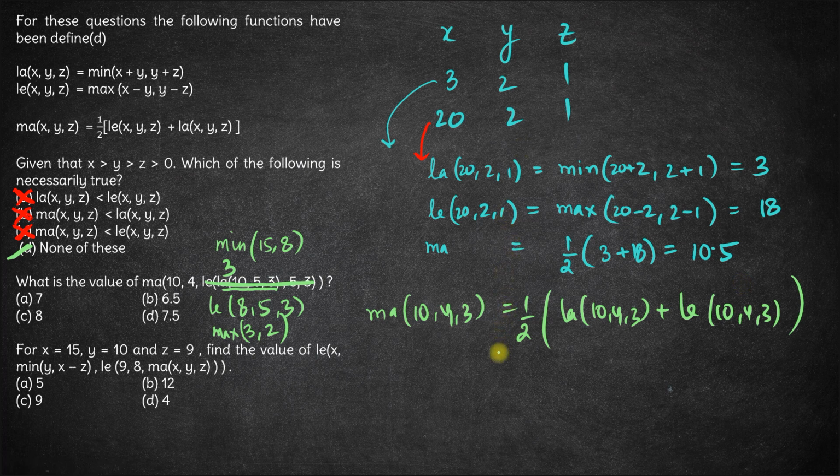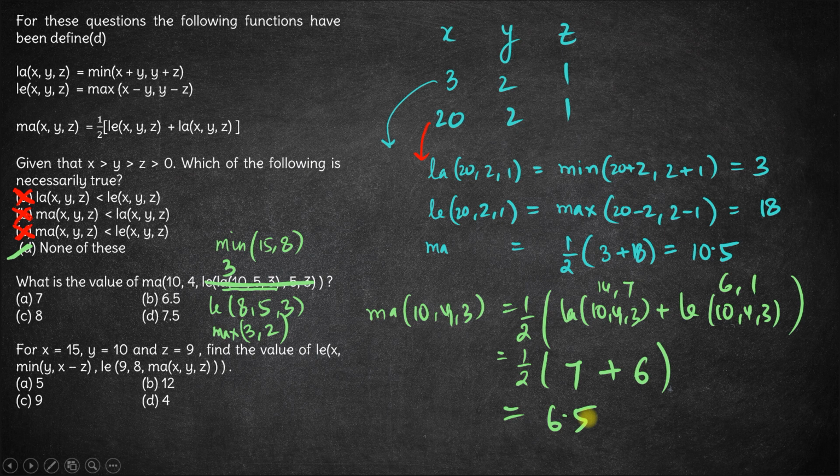Now this is half of LA, which is basically the minimum of 10 plus 4, 14, and 4 plus 3, 7. The minimum of 14 and 7 is 7, plus LE, which is the maximum of 10 minus 4, 6, and 4 minus 3, 1. So the maximum of 6 and 1 is 6. So half of 7 plus 6, 13 by 2, is 6.5. Hence the answer to this question is option B, 6.5 here.